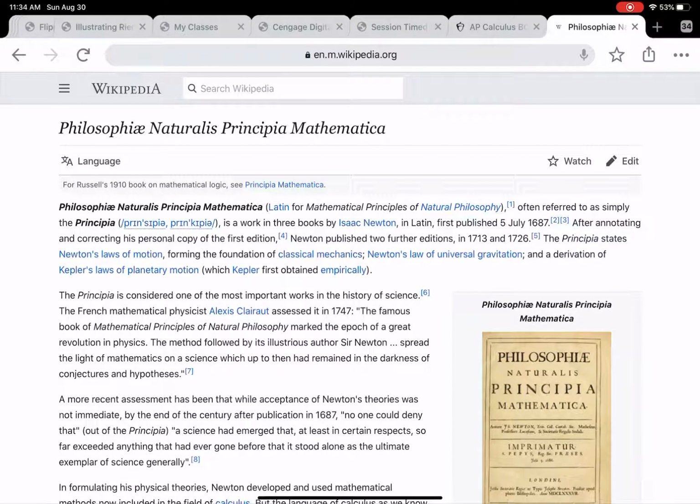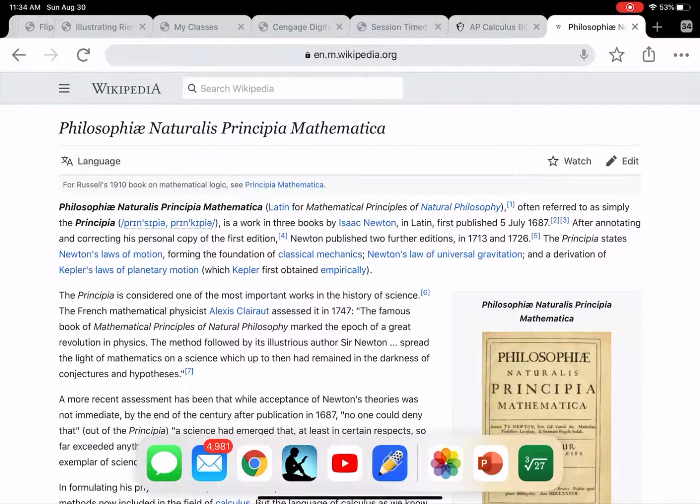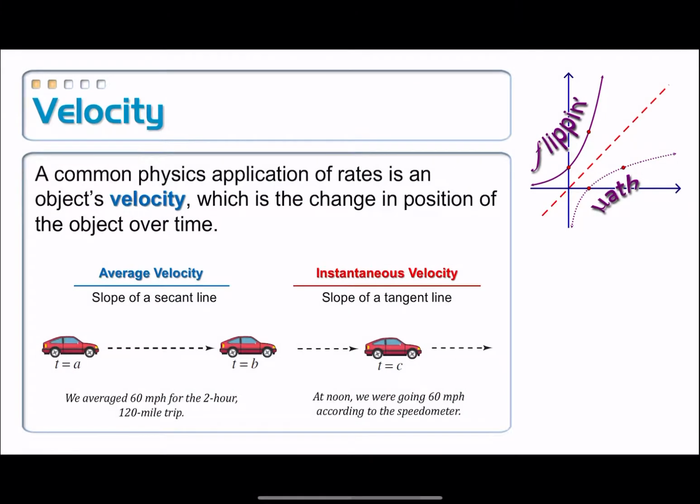So when he was putting this stuff together, and this is where we get the foundation of calculus, understand that it was within the context of physics, classical mechanics, gravity, and things like that. So we often have physics applications associated with calculus. And one of those things is going to be velocity. A common physics application of rates is an object's velocity, which is the change in position of the object over time. And with that change in position, we also want to indicate the direction in some way. For us, that's usually going to be just a plus or a minus to indicate that it's going upwards, downwards, or left or right.